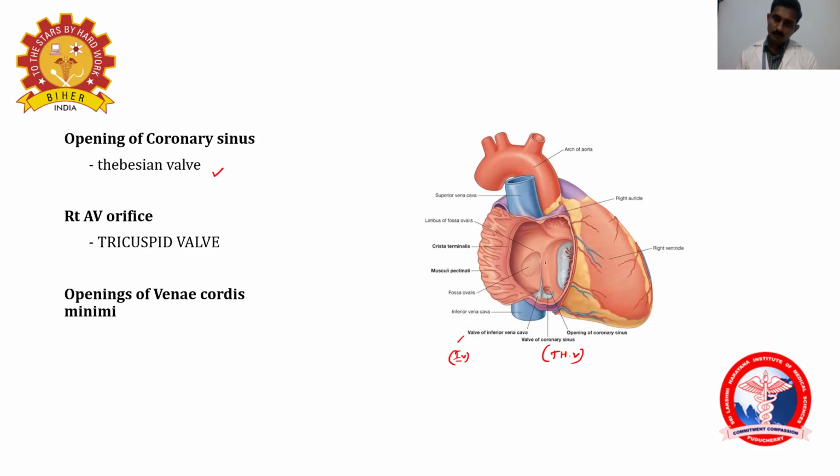And right AV orifice. What is the right AV orifice? Between the right atrium and the right ventricle, there is a valve that is called the tricuspid valve. That forms the right AV orifice. If you look closer, there are small openings in the posterior wall. That part is called venae cordis minimi. It is a vein which is there in the heart. A small opening is called venae cordis minimi.